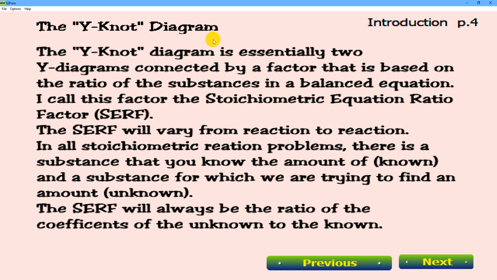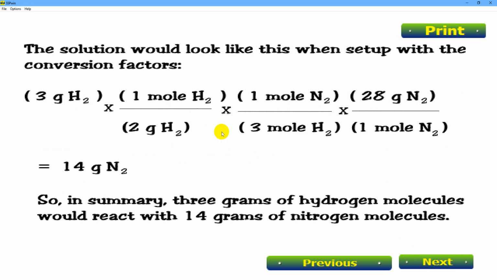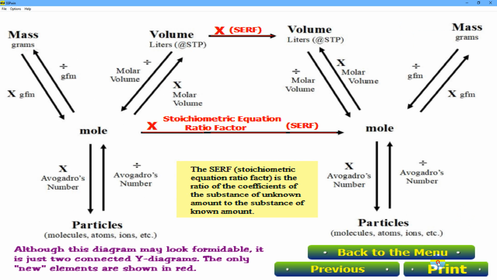Then it discusses the Y not diagram and when that would be used, gives an example and shows the solution to that example. And then there is also a representation of the Y not diagram. In order to go from one Y diagram to the other, there is a factor, the stoichiometric equation ratio factor, which is just the ratio of the coefficients. When you're using gases at STP, or as long as they're both the same temperature and pressure, you can just go from one volume right up to the other volume.